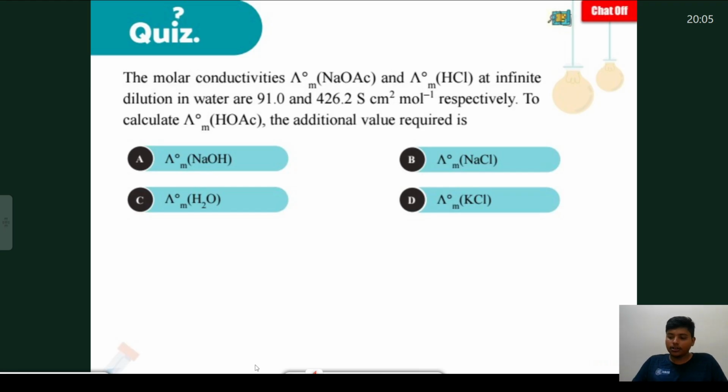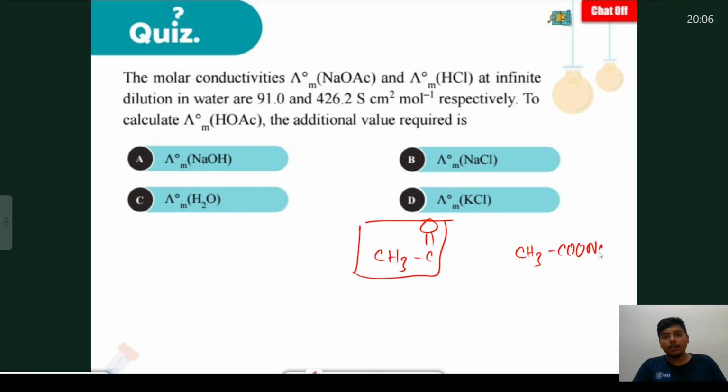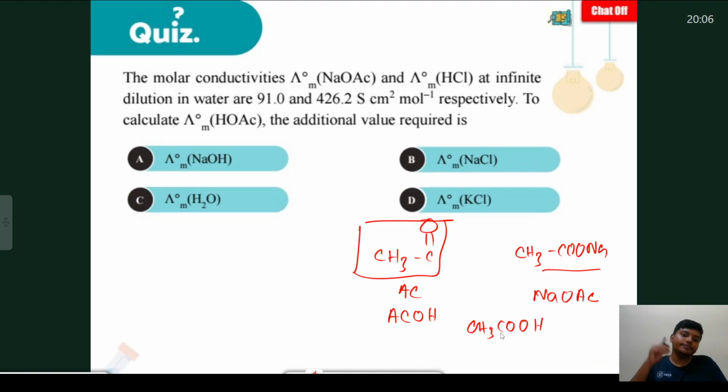Sir, what is the equation? Ac means acetyl group. CH3CO, this group is known as acetyl. So CH3COONa is known as NaOAc. Yes or no? Similarly, AcOH means acetic acid, CH3COOH. Clear? That's it. Go ahead.